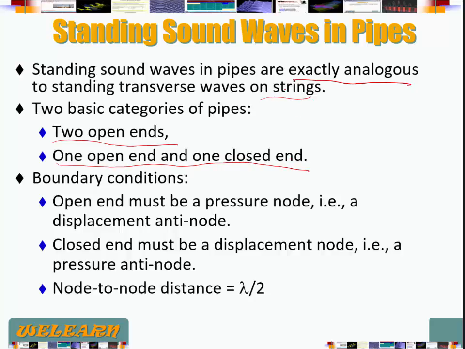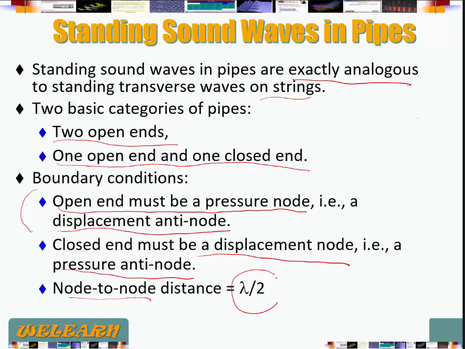Very much like waves on strings, we talk then of fixed ends and free ends. In this case, an open end must be a pressure node, and we'll see that. We'll talk more of that in a little bit, which is equivalent to a displacement antinode. Okay, that's the open end. The closed end must be a pressure antinode and a displacement node. And like for other waves, the node-to-node distance is lambda over 2.